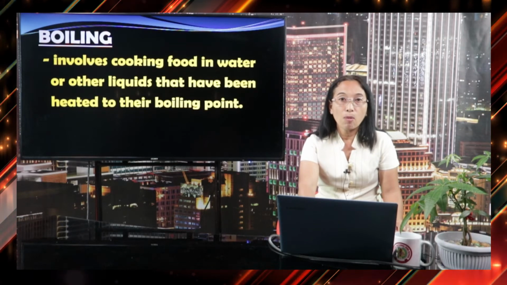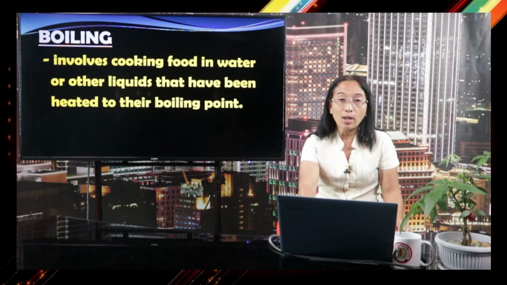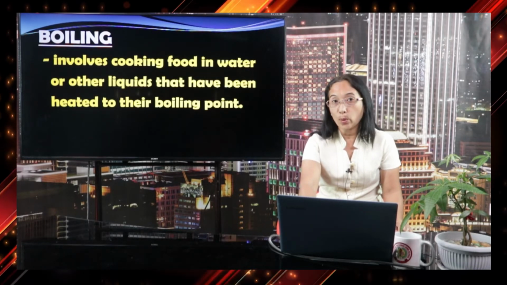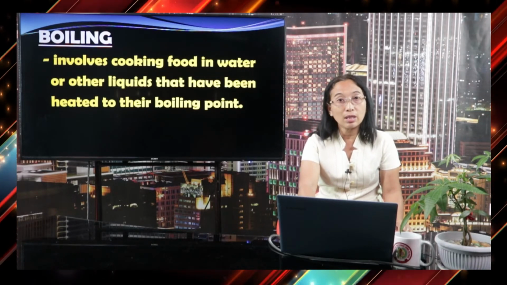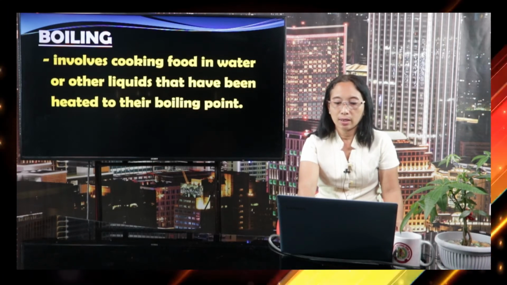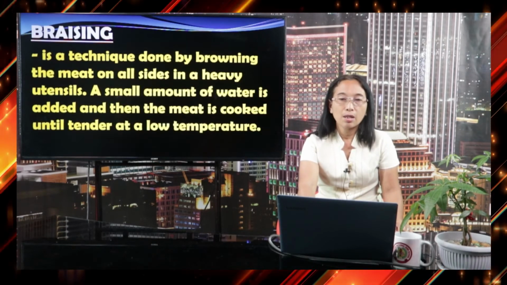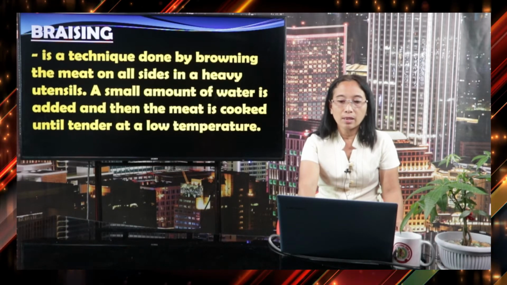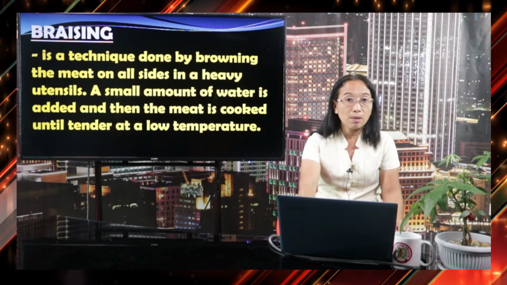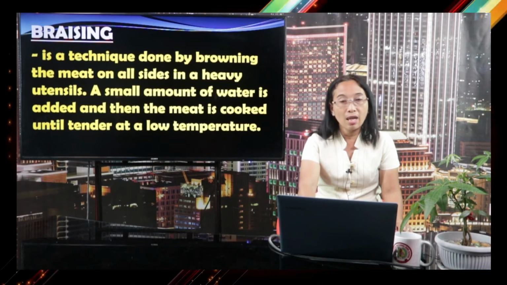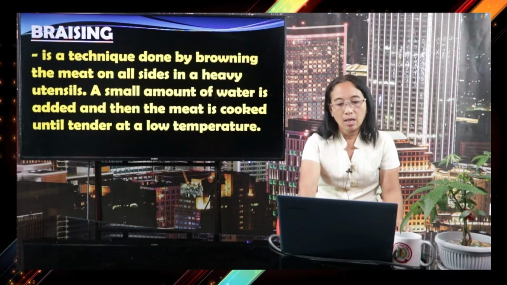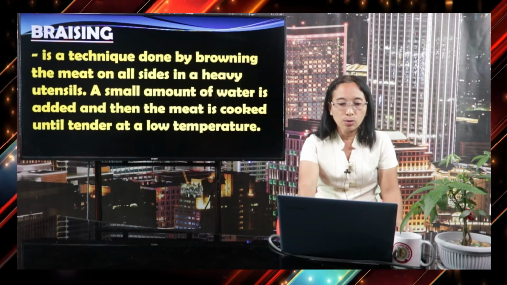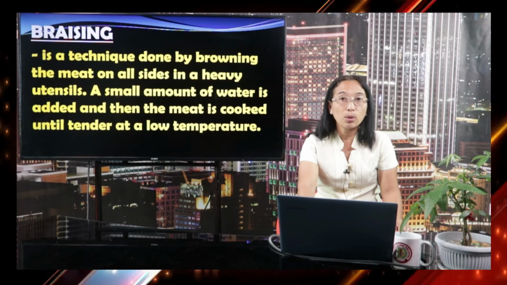First is the boiling. The boiling involves cooking food in water or other liquids that had been heated to their boiling point. Another is the braising. The braising is a technique done by browning the meat on all sides in a heavy utensil. Then, a small amount of water is added and the meat is cooked until tender at a low temperature.